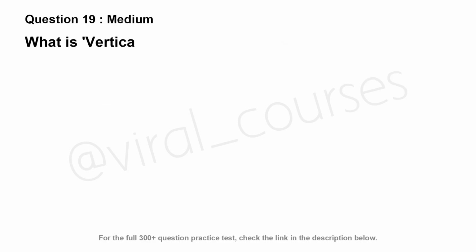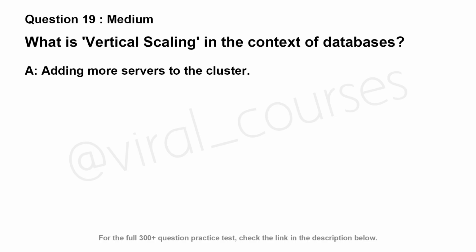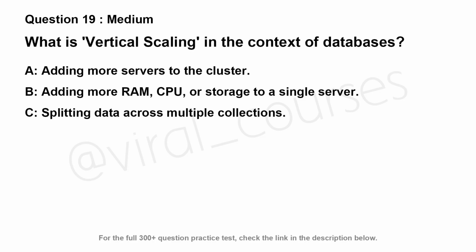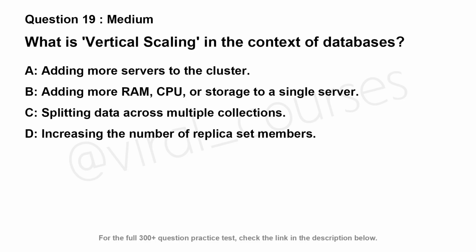What is vertical scaling in the context of databases? Option A, adding more servers to the cluster. Option B, adding more RAM, CPU, or storage to a single server. Option C, splitting data across multiple collections. Option D, increasing the number of replica set members.